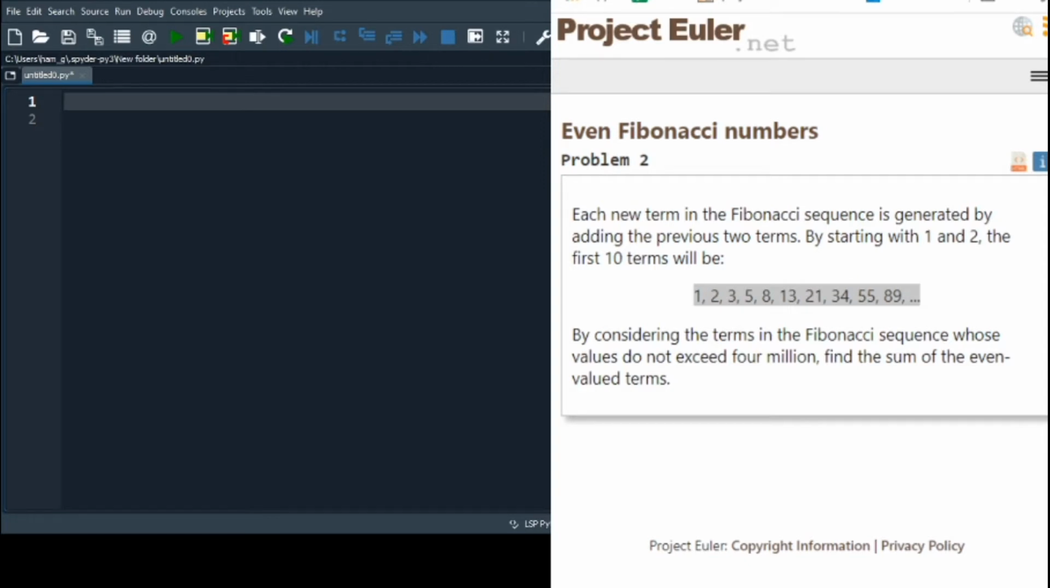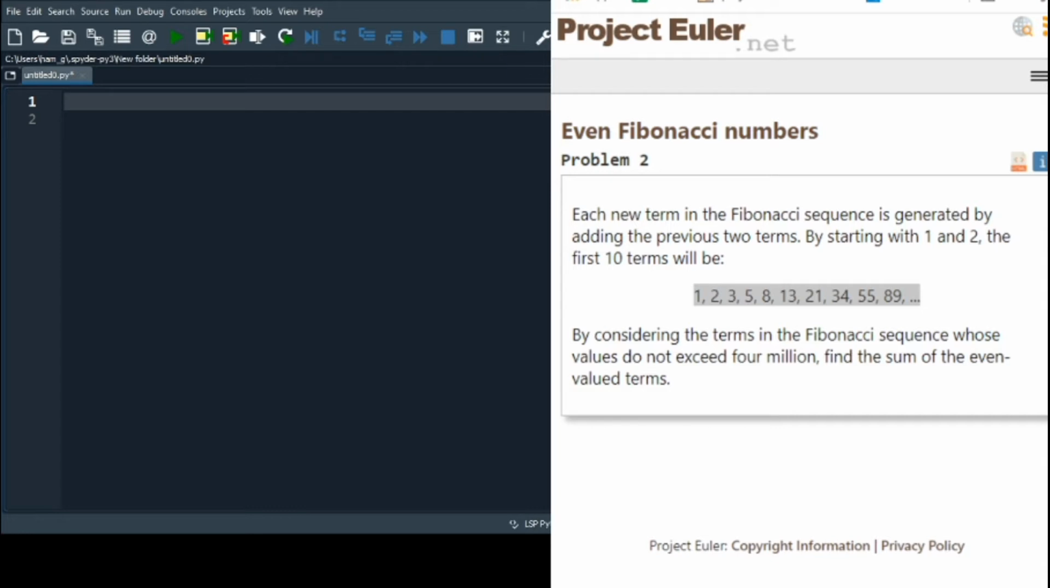This is Project Euler problem number 2. Each new term in the Fibonacci sequence is generated by adding the previous two terms. By starting with 1 and 2, the first 10 terms will be these. By considering the terms in the Fibonacci sequence whose values do not exceed 4 million, find the sum of the even valued terms.